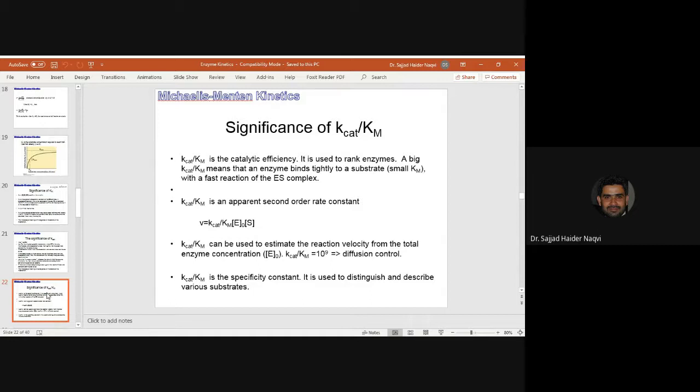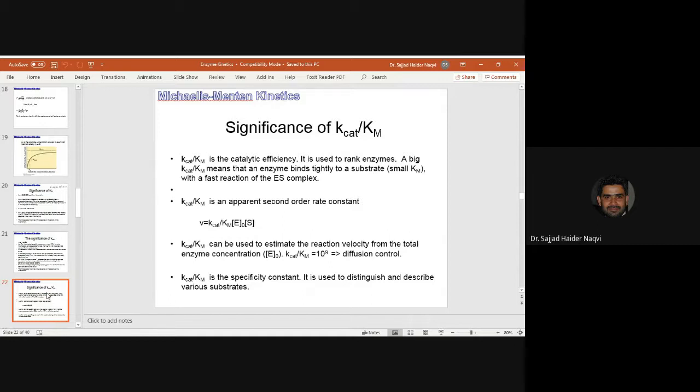And what is catalytic efficiency? Again, the efficiency of the enzyme to catalyze the reaction. This catalytic efficiency is used to rank enzymes. What is the meaning of that? A big Kcat/Km means the enzyme binds tightly to the substrate, which I already mentioned, that means small Km, with a fast reaction of the ES complex. While in the other case, a small Kcat/Km means that the enzyme binds loosely to the substrate. That means a large Km.